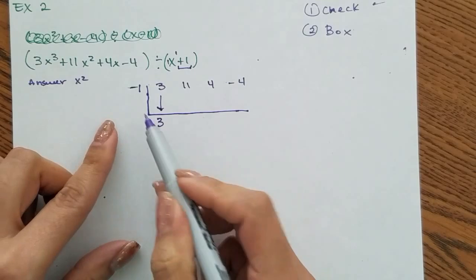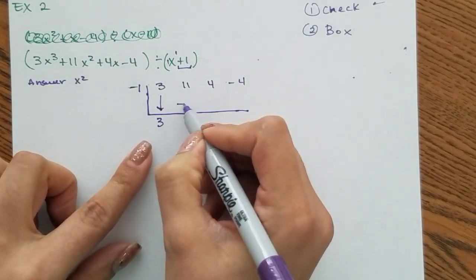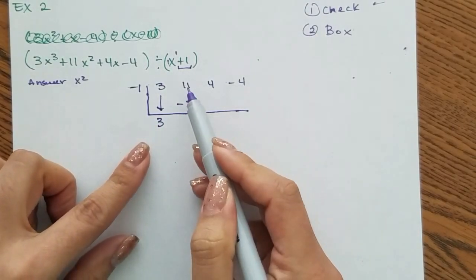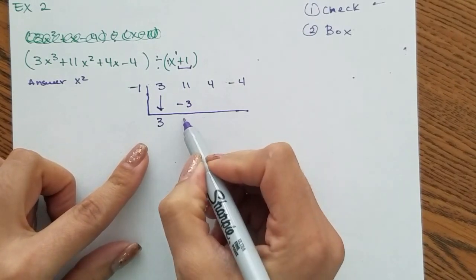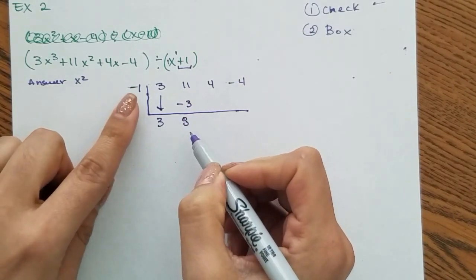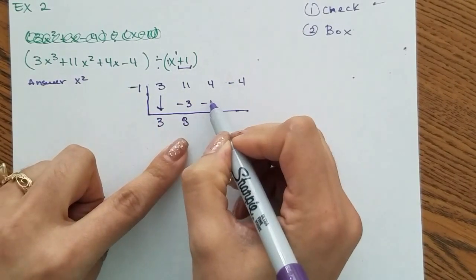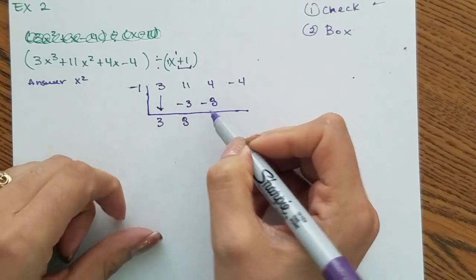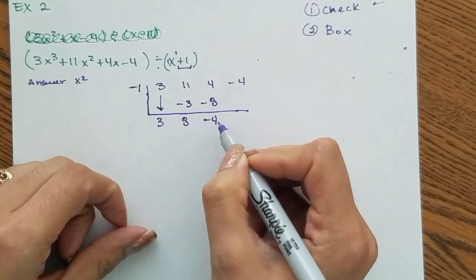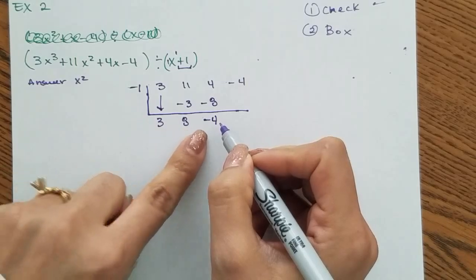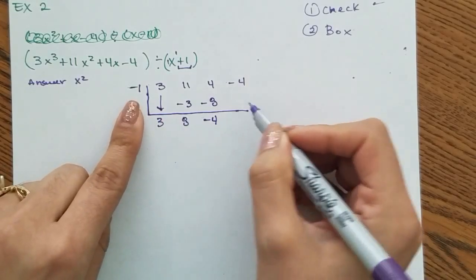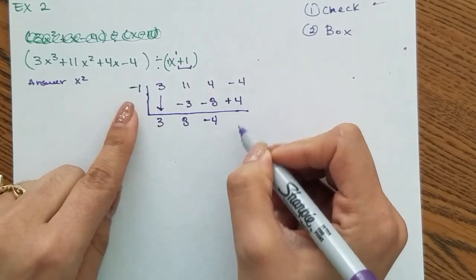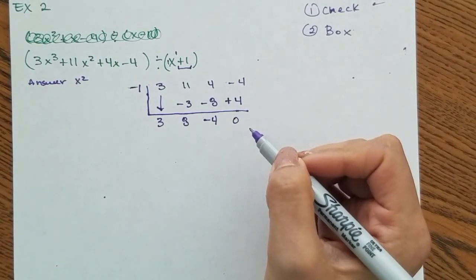Now we're going to start multiplying. Negative 1 times 3, negative 3. 11 minus 3 is going to give you positive 8. Multiply. Negative 1 times 8, negative 8. 4 minus 8 is going to give you negative 4. Negative 1 times negative 4 is going to give you a positive 4, 0, and we're done.